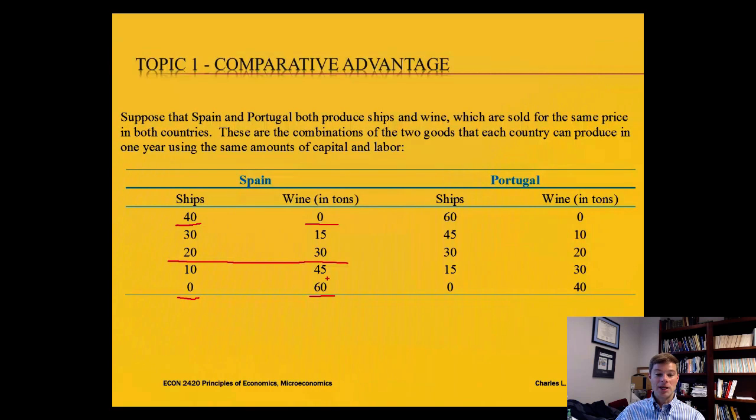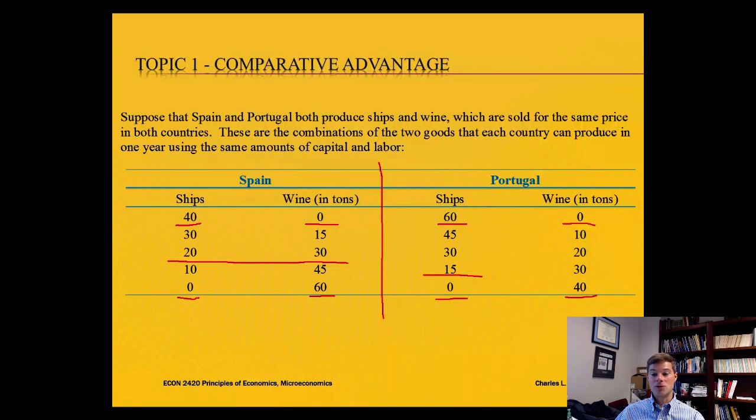For example, if Spain produces 20 ships, then it has the ability to produce 30 tons of wine. At the same time, this chart shows us Portugal's output production possibilities frontier. Portugal has the ability to make 60 ships, but if it makes 60 ships, it has no resources left with which to make wine. On the other hand, Portugal could produce 40 tons of wine, but if it does, it has no resources left with which to make ships. And points in between are possible as well.